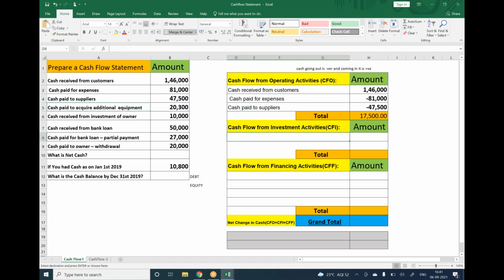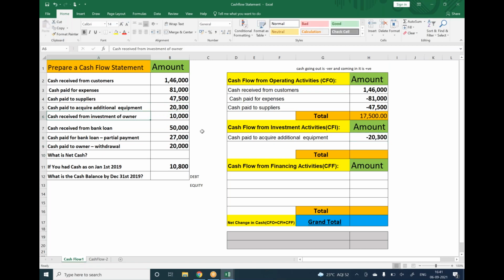See, equipment is an asset. So that means I have paid to acquire additional equipment. What was the amount I paid? That means it went out of my pocket. So obviously it is going to be negative. So that means minus 20,000.